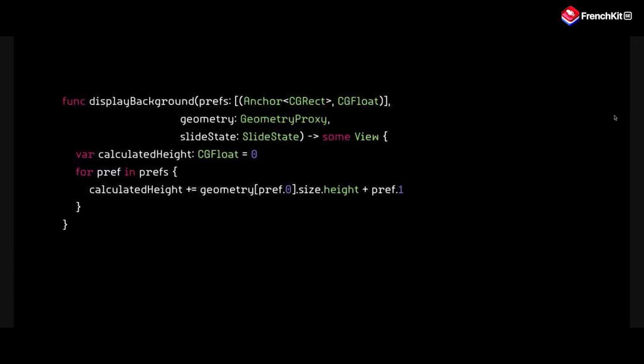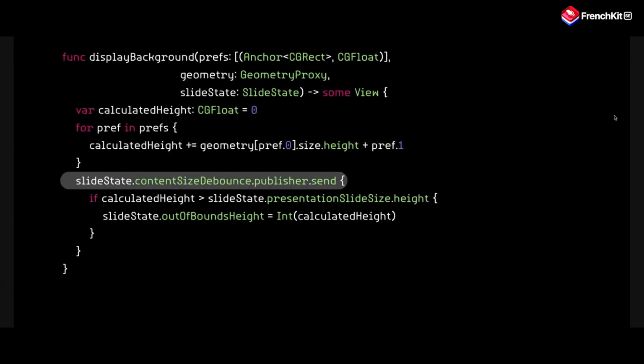So this is the method. It's called display background. And what it does is it's calculating the height. So it's taking the zero height. It's going through all the child views, taking the bounds and the spacing and adding it to this calculated height. And then once this is done, I have a combined publisher that is debounced.